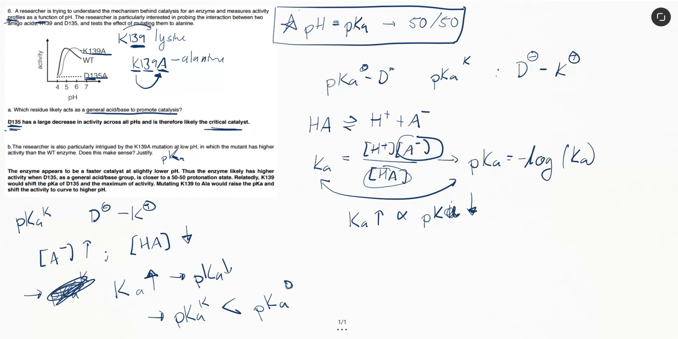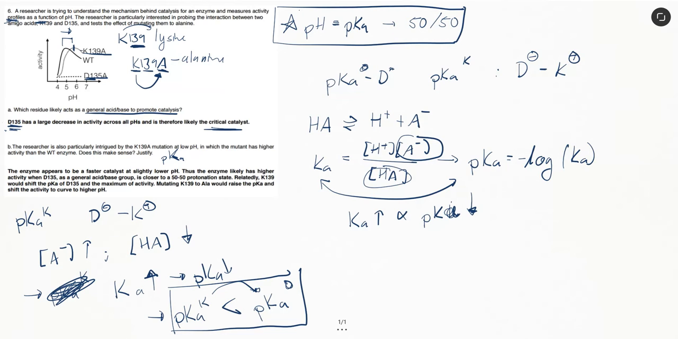So now let's relate that to the question. It's asking to justify the change in activity with pH. So if we look here at the K139A mutation, right? That's when you get rid of the K139 and you replace it with an alanine. So from there, there's no more positive charge to stabilize the aspartate, right? Because of that, pKa increases, so it goes from pKa K to pKa naught, right? And subsequently, we see an increase in pH right here.